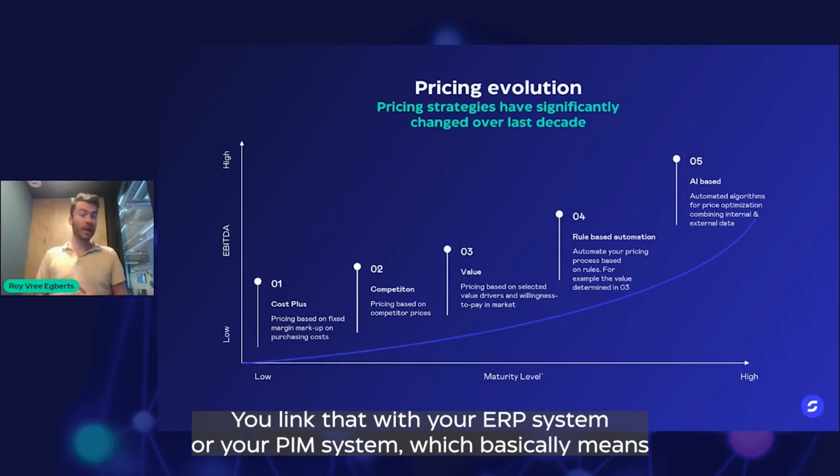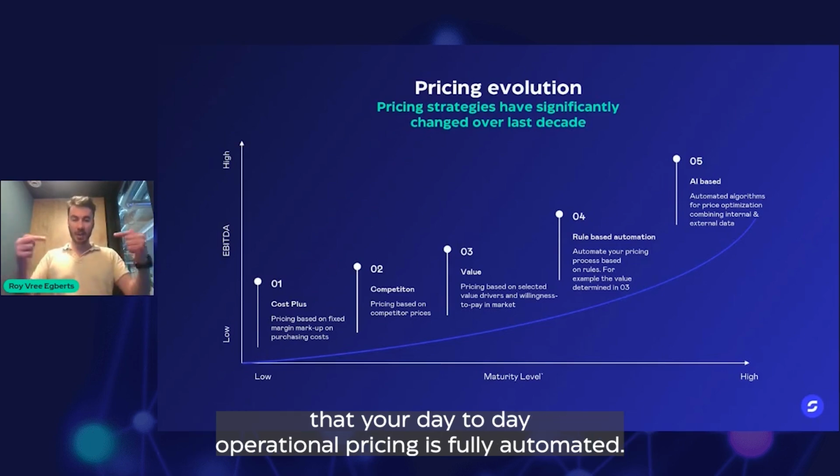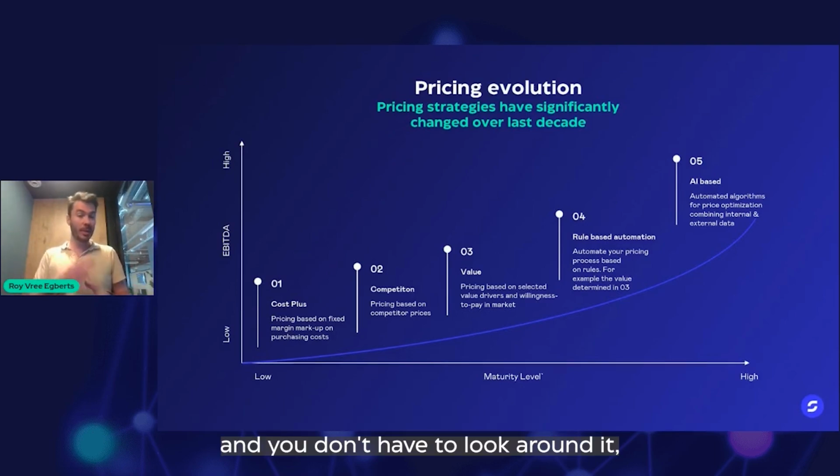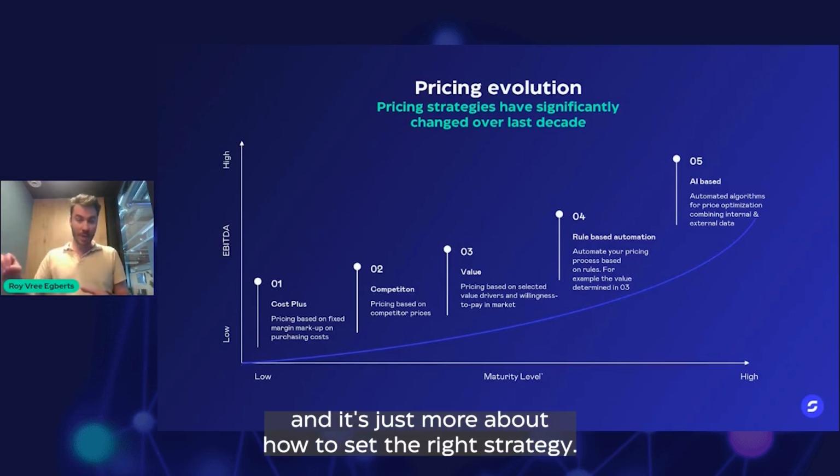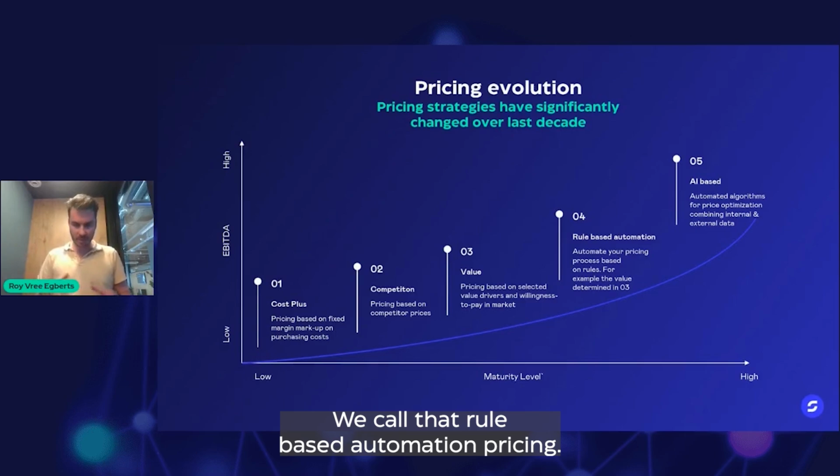You link that with your ERP system or your PIM system, which basically means that your day-to-day operational pricing is automated and you don't have to look at it, and it's just more about how to set the right strategy. We call that rule-based automation pricing.